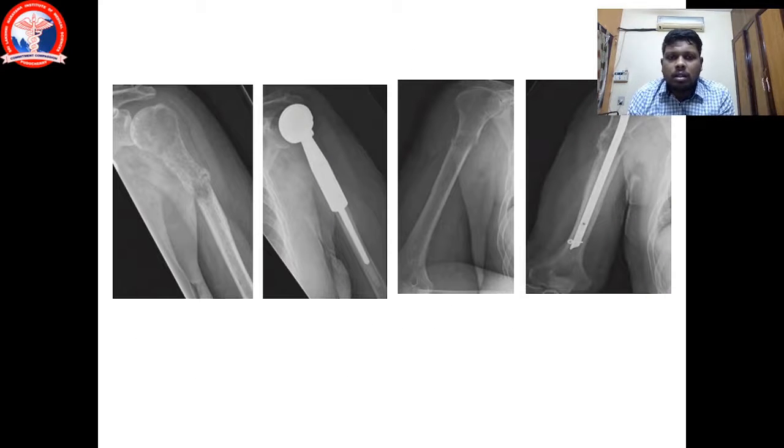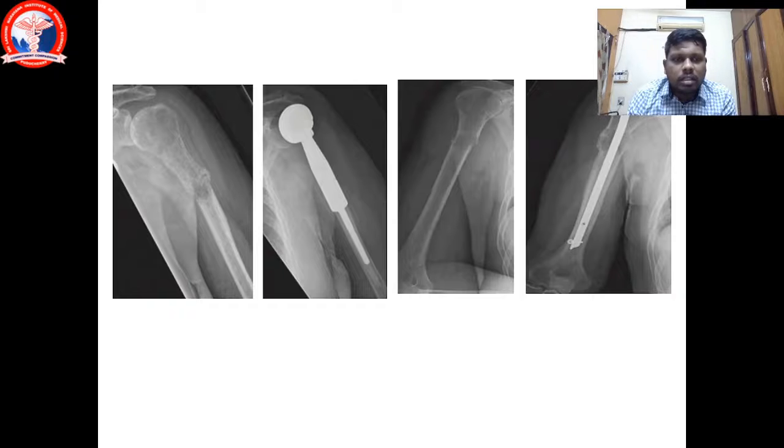So these are the X-rays. Mostly this patient will have multiple myeloma. There is a widespread lytic lesion in the proximal humerus. It has involved the entire humeral head, neck, and the proximal shaft. So they have resected the lesion and placed a proximal humerus endoprosthesis with cement augmentation.